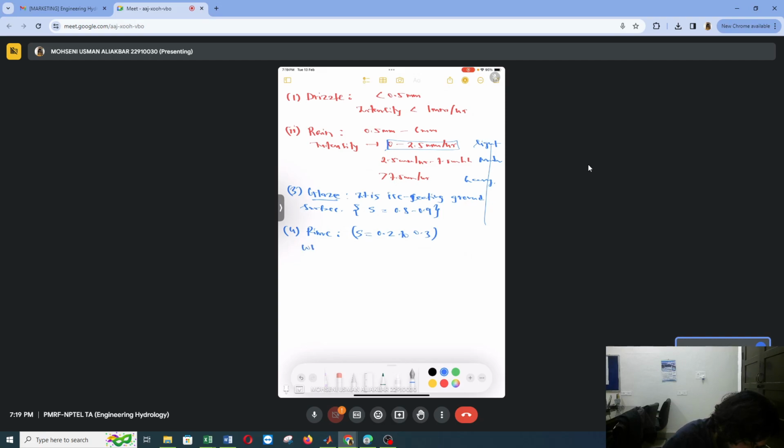Also it is white opaque in color. It is white opaque deposits. Then the next is very familiar to us. It is known as snow.